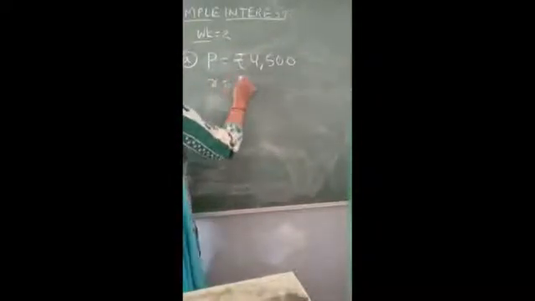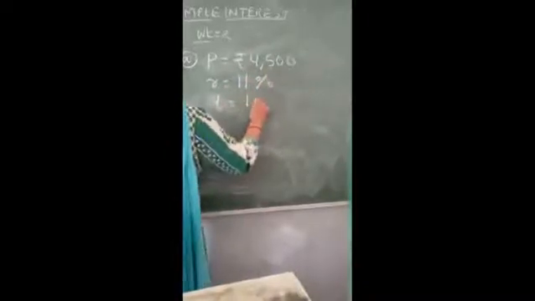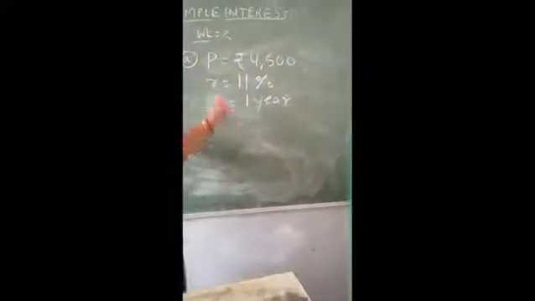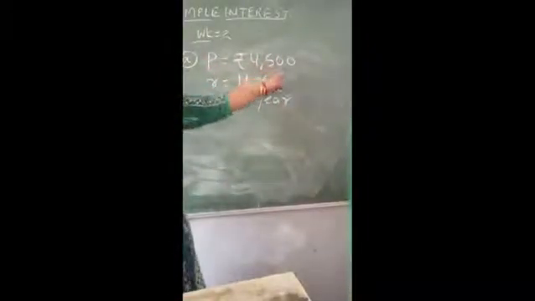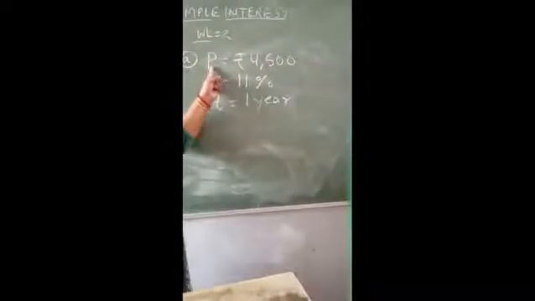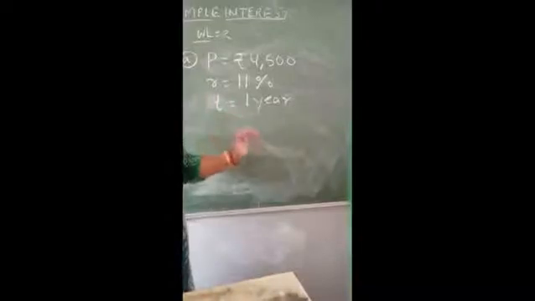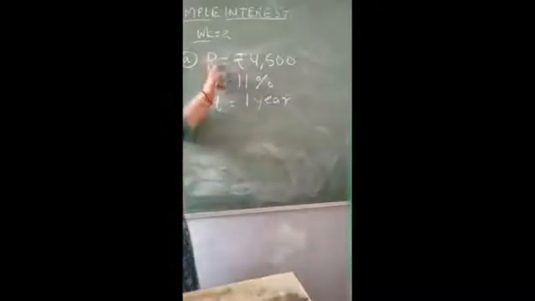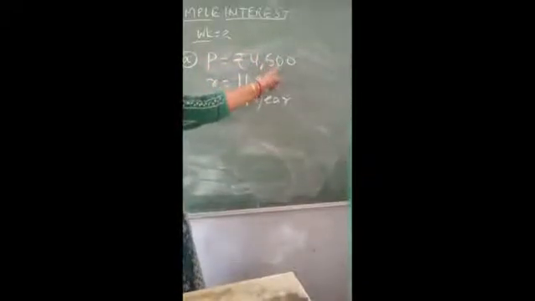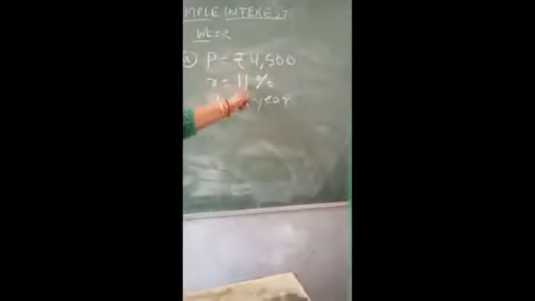So the rate of interest is 11% per annum. It means the time is 1 year. Okay, I am again repeating. A man deposited rupees 4,500. It is the principal amount. What is the principal amount? The money which is deposited in a bank, or the money the bank gives you as a loan. So here the money deposited in the bank is 4,500, and the rate of interest is 11%.